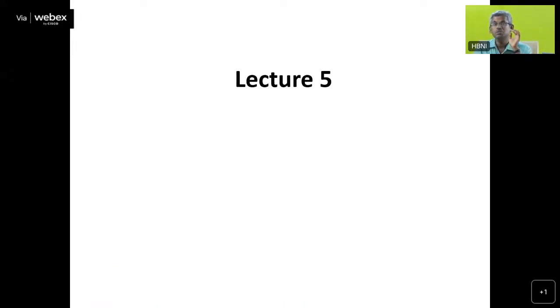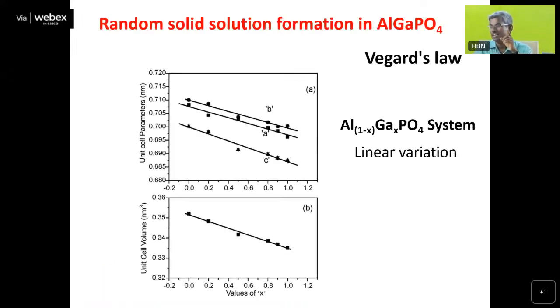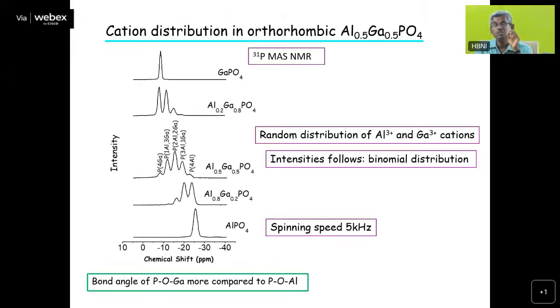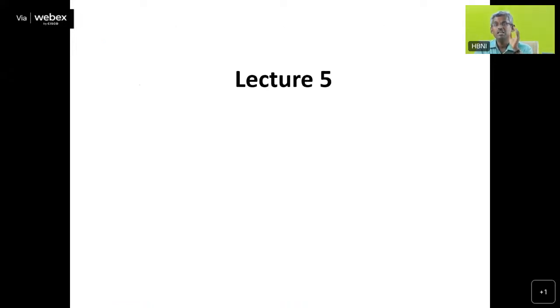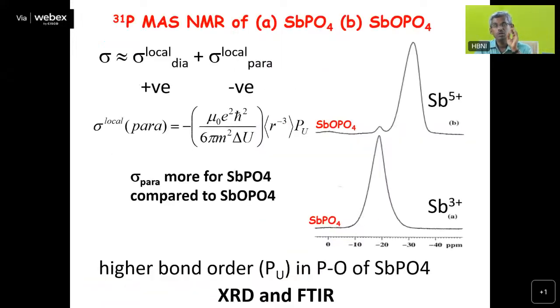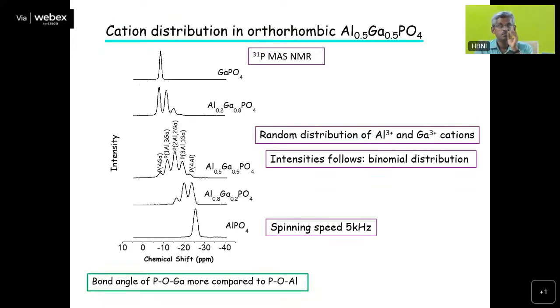Why is it a binomial distribution? Because we are getting a linear variation in the lattice parameter. That means aluminum and gallium are randomly mixing. Because of this random mixing, we get a linear variation in the lattice parameter, and in such systems, we can use the binomial expression to predict the NMR line shapes. So suppose you take an XRD of a sample and find that you have a linear variation, then you can predict the NMR line shape. So that is the purpose of showing this example.